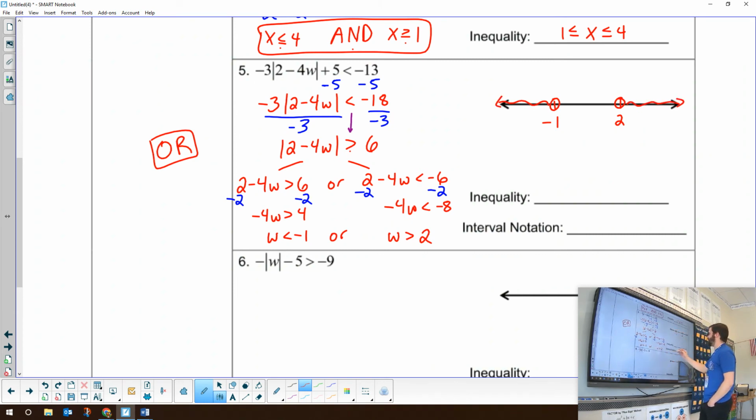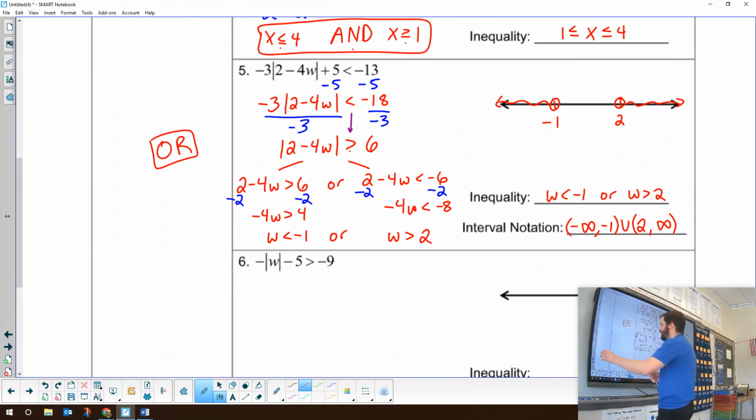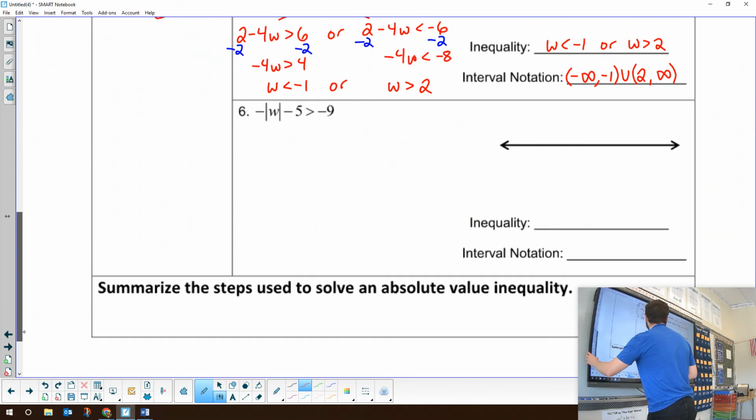And if this is an or, we're going to go to the left and to the right. I can write in my answer here for my inequality. We'll have w is less than negative 1 or w is greater than 2. And my interval notation. Remember, guys, we're going to have two intervals. We're going to connect them with a union symbol. So we're going to go negative infinity to negative 1, union 2 to positive infinity. Just like that.